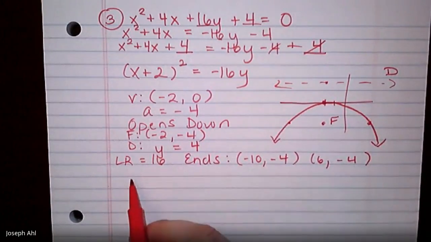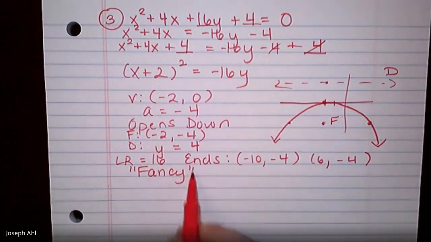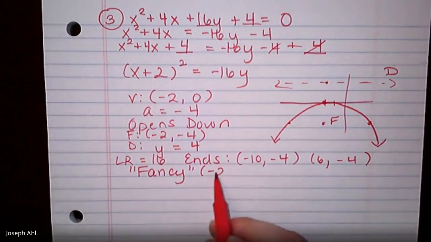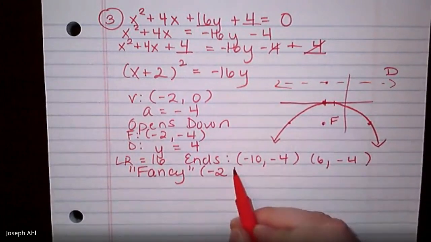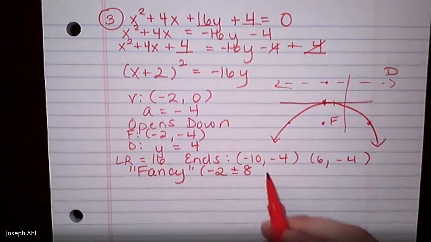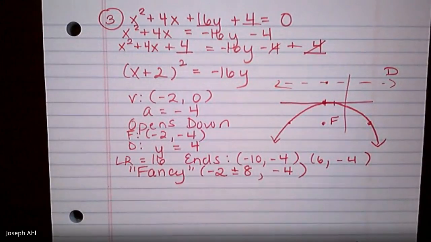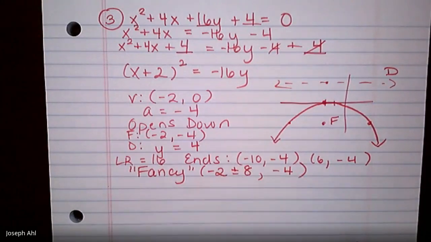If you want to get fancy, and I'll be getting fancy for the ends of the LR in future units, so you might want to get on board with this. From the x value of -2, this x value right here, what did I do? I added and subtracted 8 to get to the ends of the LR. Okay, y value stayed -4. So that's kind of a fancier way of writing those coordinates all in one combined format.